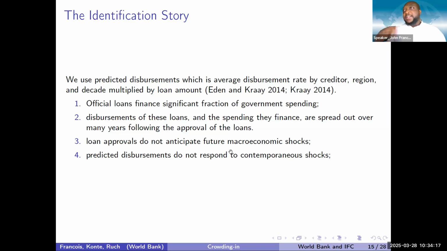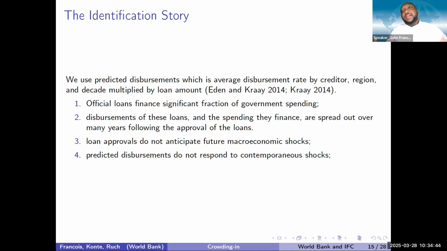But disbursement of these loans and the spending they finance are spread over time, many years following the approval. So if you think of a country like my country, Ghana, receiving a certain amount of loan coming in today, that loan decision wasn't based off current economic issues. The loan was approved years ago and is just being disbursed over time, right?